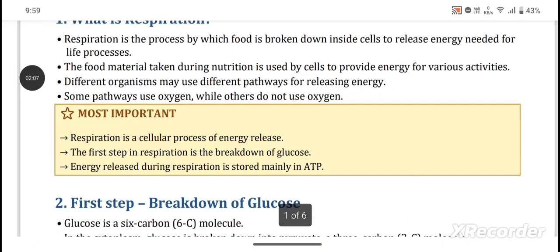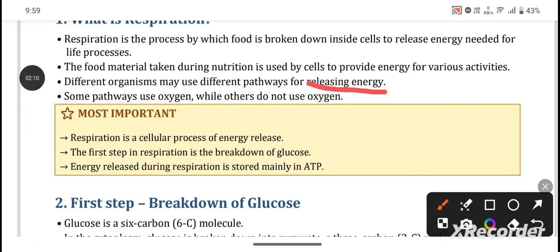So different organisms may use different pathways for releasing energy. Some pathways use oxygen while others do not use oxygen. So here the most important point is that respiration is a cellular process for energy release. This energy will be required for the life processes. The first step in respiration is the breakdown of glucose. For this breakdown of glucose, oxygen is most often required. After the oxidation of glucose, the energy will be released and it is stored mainly in the form of ATP.